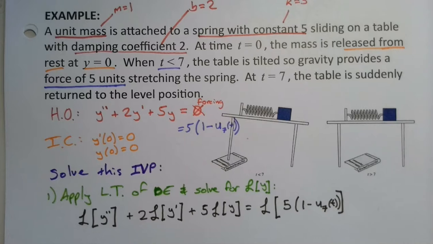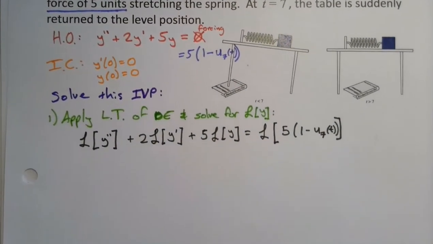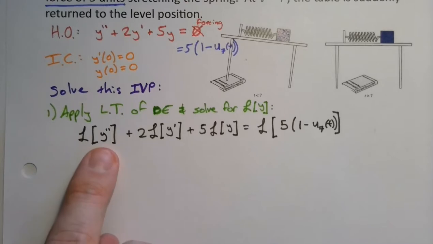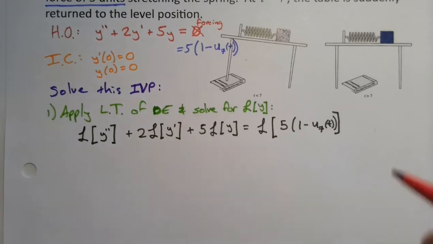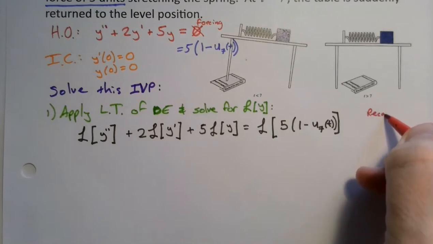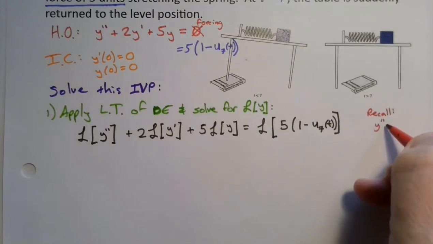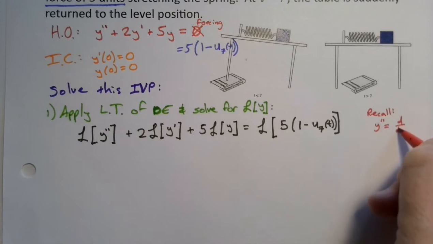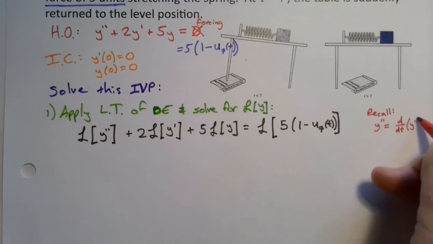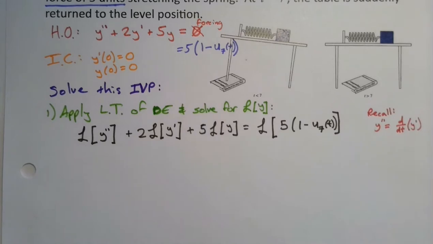So if you remember from the first example that we saw in this section, what we need to do is think of the Laplace transform of y double prime really as the Laplace transform of the derivative of the derivative. So recall, just off to the side, I'll make a little note: y double prime is the same thing as the derivative of y prime. And that's what we're going to use in this first step. And along the way, we're going to be able to use our initial conditions, which are conveniently 0, which makes it a lot easier for us.